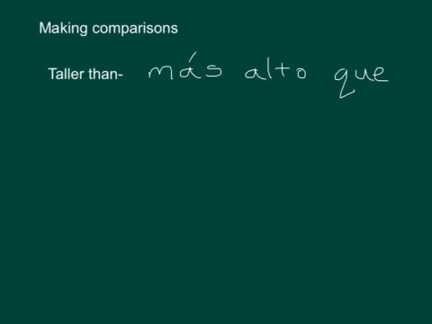Making comparisons in Spanish is pretty easy. For example, to say that somebody is taller than somebody else, all you do is have más plus an adjective, so in this case it's alto, plus the word que. So que here means than. So más alto que means more tall than, but we translate it as taller than.